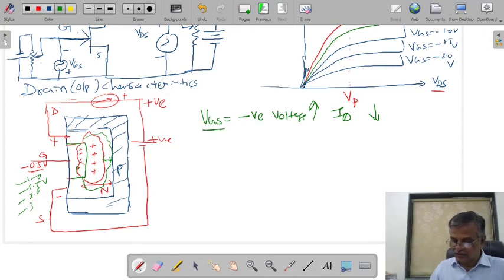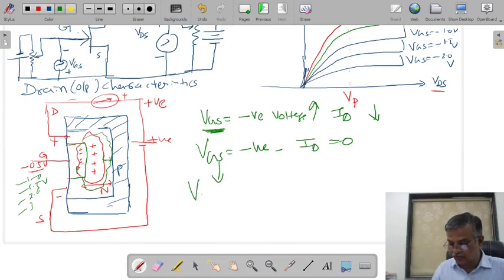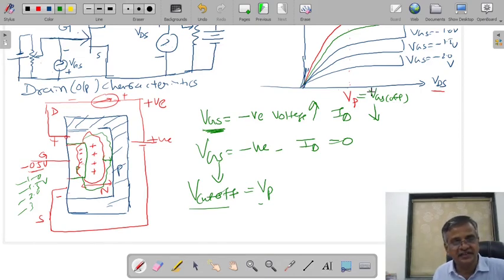The negative voltage at the gate at which drain current will be 0. When drain current is 0, this voltage is called cutoff voltage. What is called cutoff voltage? You can verify this cutoff voltage is nothing but the pinch off voltage. Sometimes we write it like this also. This voltage and this voltage are nearly the same.